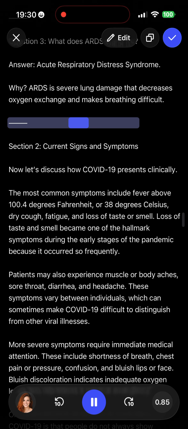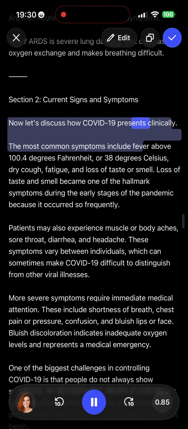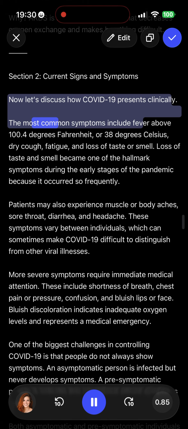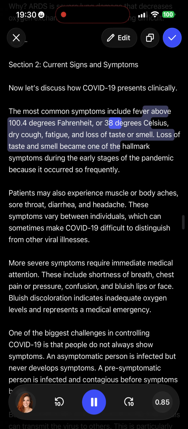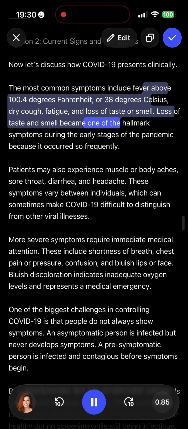Section 2. Current signs and symptoms. Now let's discuss how COVID-19 presents clinically. The most common symptoms include fever above 100.4 degrees Fahrenheit, or 38 degrees Celsius, dry cough, fatigue, and loss of taste or smell. Loss of taste and smell became one of the hallmark symptoms during the early stages of the pandemic because it occurred so frequently.